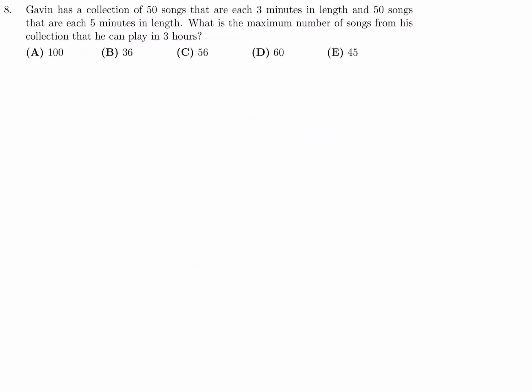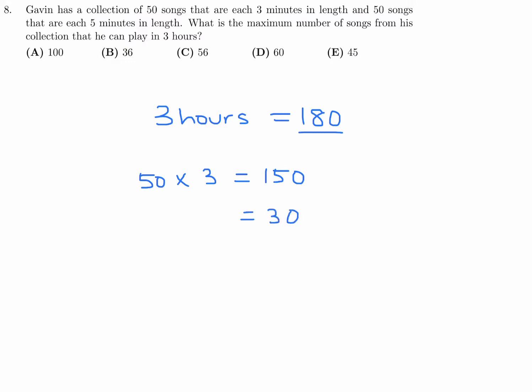Gavin has a collection of 50 songs that are each 3 minutes in length and 50 songs that are each 5 minutes in length. What is the maximum number of songs from his collection that he can play in 3 hours? 3 hours is equivalent to 180 minutes, right? 3 times 60. So what we can do is squeeze in all the songs that are 3 minutes in length. So 50 songs times 3 minutes, that's 150 minutes. So we still have about 30 minutes remaining from the 180 minutes in total.